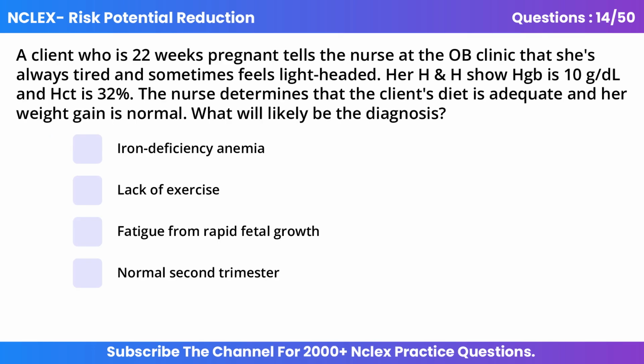Question 14. A client who is 22 weeks pregnant tells the nurse at the OB clinic that she's always tired and sometimes feels lightheaded. Her H&H show HGB is 10 g/dL and HCT is 32%. The nurse determines that the client's diet is adequate and her weight gain is normal. What will likely be the diagnosis?